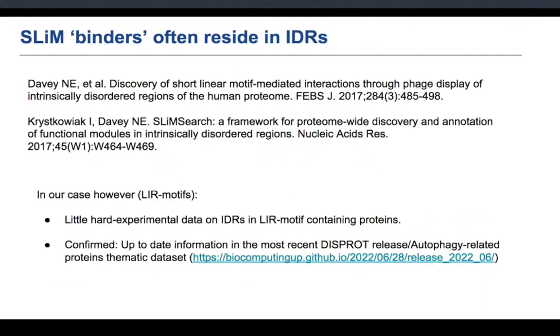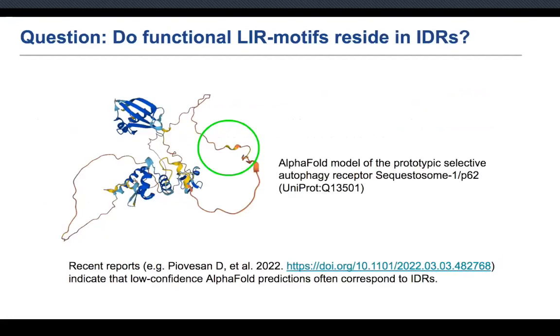In general, short linear motifs with binding function have often been reported in the literature to reside in intrinsically disordered regions, either by experimental evidence or through prediction. However, when LIR-motifs are concerned, there is very little hard experimental data on IDRs and LIR-motifs. We confirmed this very recently when curating literature for the autophagy-related protein thematic dataset available in the June 2022 DISPROT release. So a question naturally following this observation is, do functional LIR-motifs preferentially reside in IDRs?